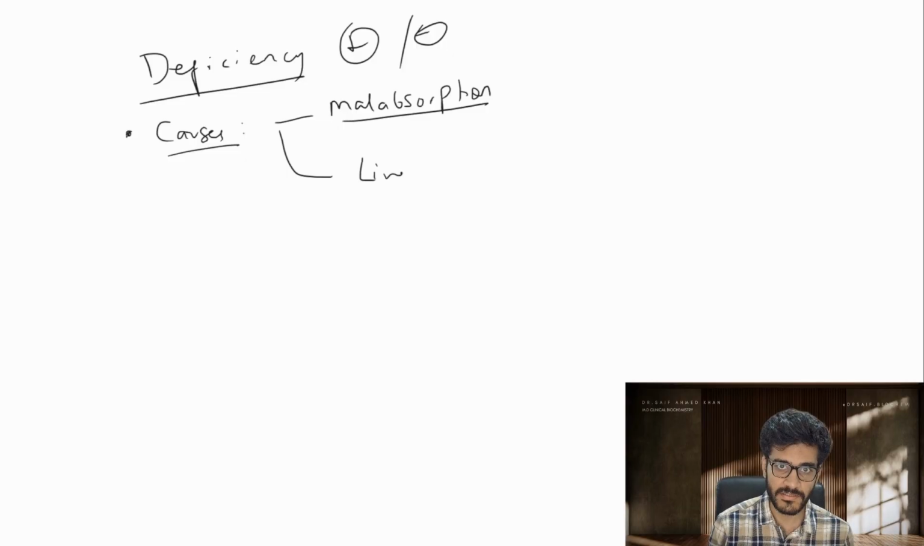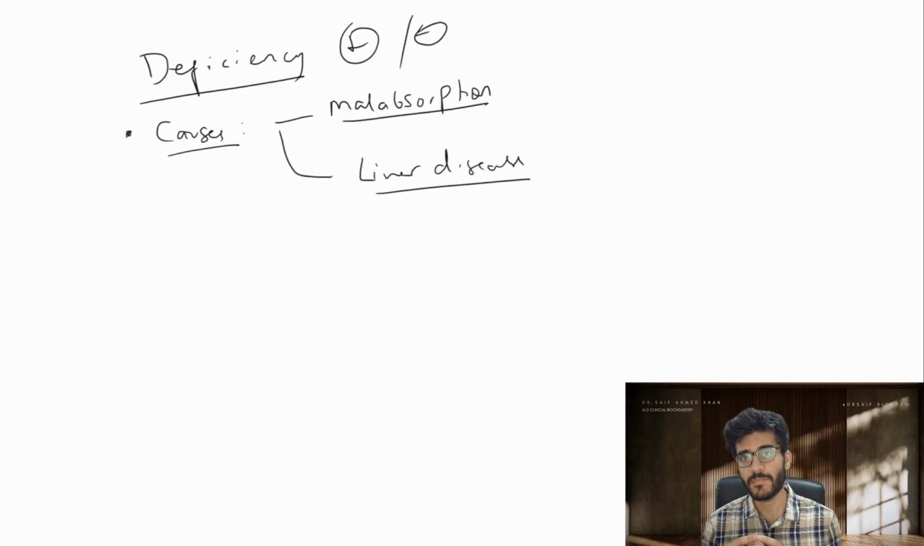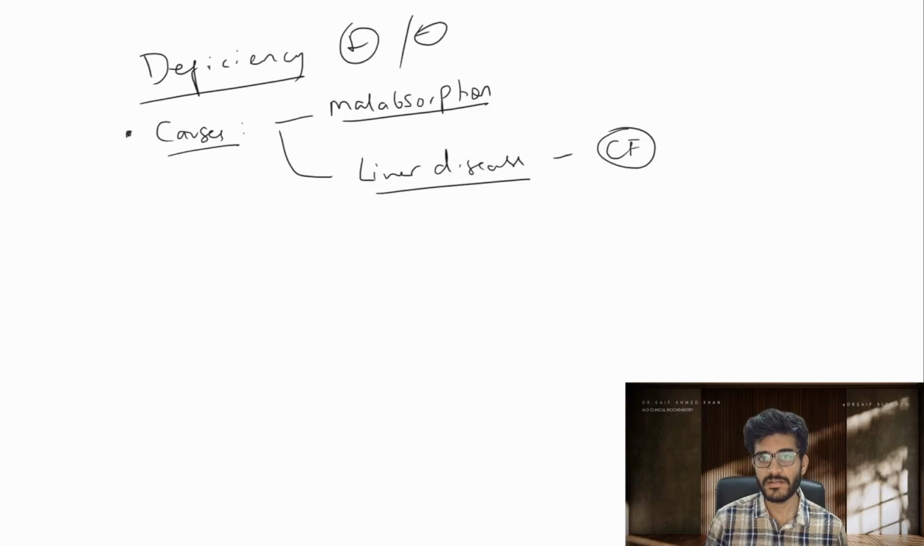The next is liver disease. So we know that it is the main processing part as well as the storage part of vitamin K, since the liver is central to synthesizing clotting factors. So severe liver damage can impair vitamin K metabolism and protein synthesis, leading to coagulopathies.